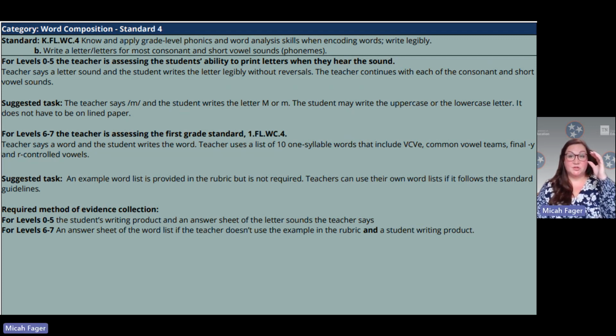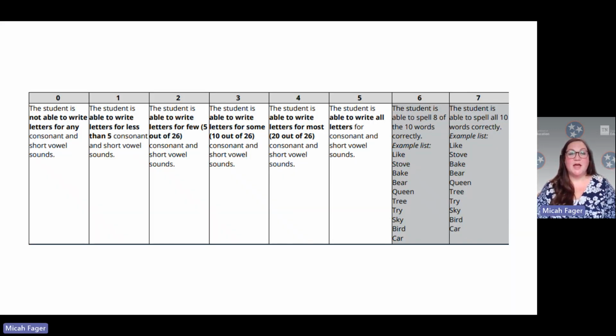After you have assessed your students, it is time to score the student work. You will now use the rubric for scoring the student work. The student work receives a 0 if students are unable to write any of the letters for the consonant or short vowel sounds. The work will receive a score of 1 if students are able to write 1, 2, 3, or 4 letters correctly, so less than 5.